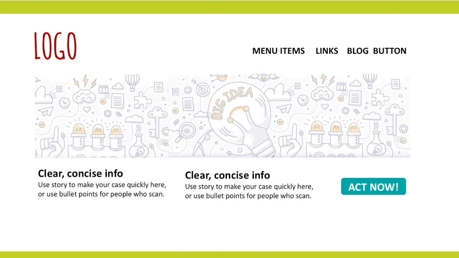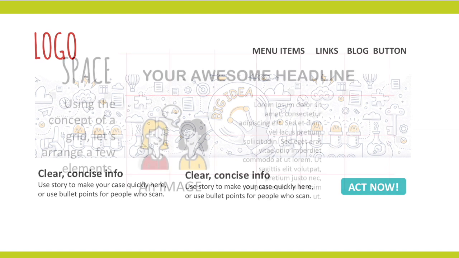Close your eyes, and then open them. Does your eye go to the red logo across to the menu items? It might go straight to the Act Now button because it has a dynamic color, but most likely if you're skimming, it goes to the first text block on the bottom left.